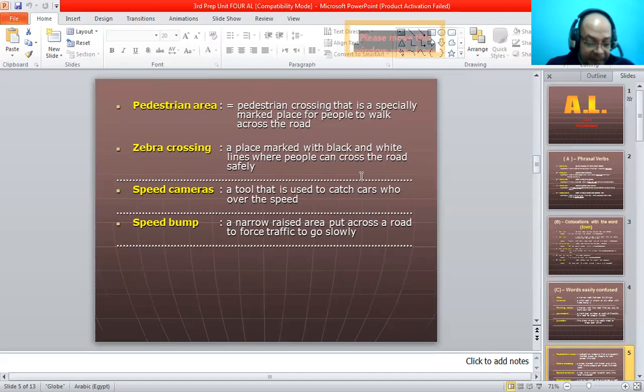طيب البيدستيريان اريا زي البيدستيريان اريا no cars allowed، منطقة مشاة ما فيش عربية بتعدي. You can't drive there. طب ما تفهمني أكتر. so زي شارع المعز اللي عندنا في الحسين، دي pedestrian area.